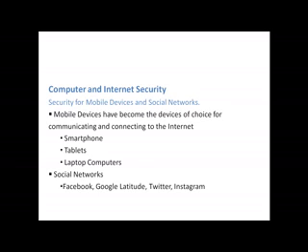Mobile devices security. So, security for mobile devices and social networks. Mobile devices have become the devices of choice for communication and connection to the internet. We mostly use mobile devices for communication. We use our mobile phones for connection to the internet. We use smartphones, tablets, laptop computers. So mobile devices are used more than desktop devices. We also use social networks. Social networks are very popular. Most people use social networks like Facebook, Google Latitude, Twitter, Instagram, and others.